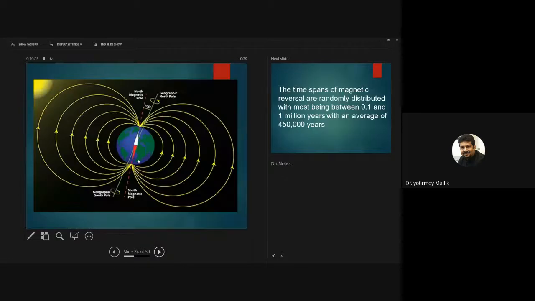This is the geographic North Pole, this is the geographic South Pole, and this is the rotation axis of the Earth. This is the magnetic field of the Earth, shown as a dipole, and then you have the magnetic North Pole and the magnetic South Pole, making an angle of 11.5 degrees. But remember, this 11.5 degrees also changes. We will see that later on when we discuss magnetism.